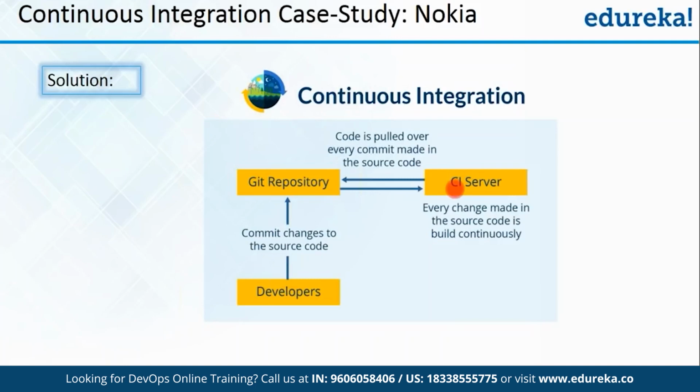First, we saw why we need continuous integration. What were the problems that industries were facing before continuous integration was introduced. After that, we saw how continuous integration addresses those problems, and we understood what exactly continuous integration is. And then in order to understand the importance of continuous integration, we saw a case study of Nokia, in which they shifted from nightly build to continuous integration.